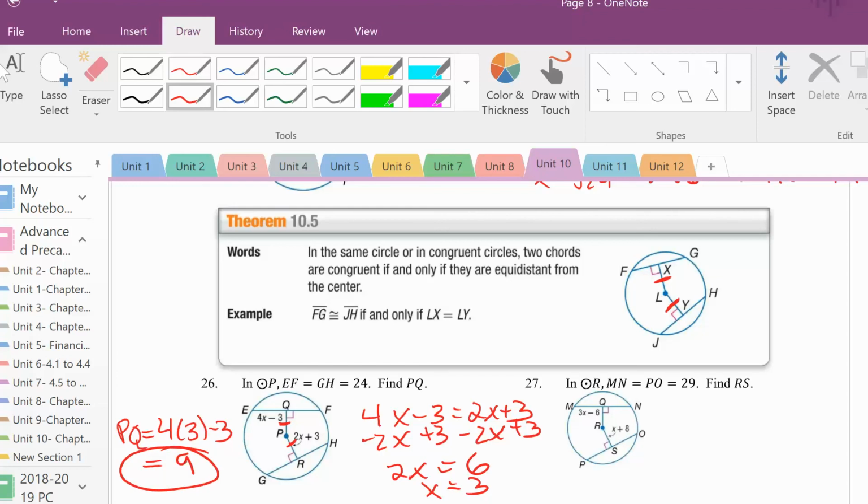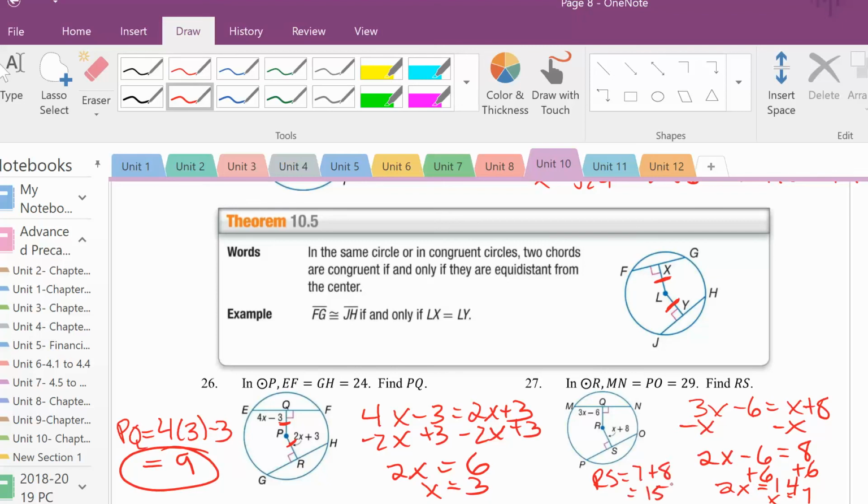All right, so 27, MN and PO are the same, so that means 3x minus 6 has to equal x plus 8. So 2x minus 6 equals 8. Add 6, so you get 2x equals 14. X equals 7. And then to find RS, RS is equal to 7 plus 8, which is 15.